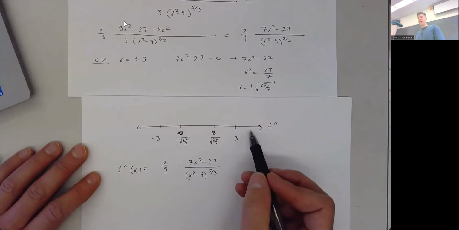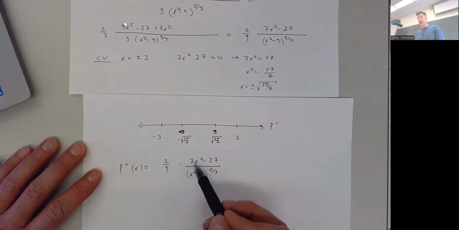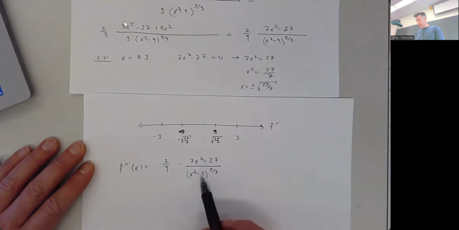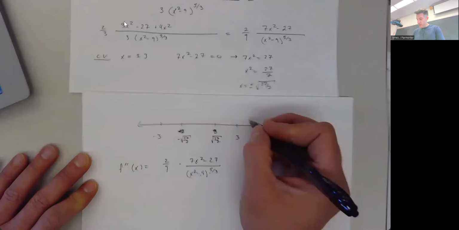Pick something bigger than 3. Pick something gigantic. Pick 1,000. 7 times 1,000 squared is 7 million. Okay, at the top is positive. 1,000 squared minus 9 is definitely positive. To any power is still positive.